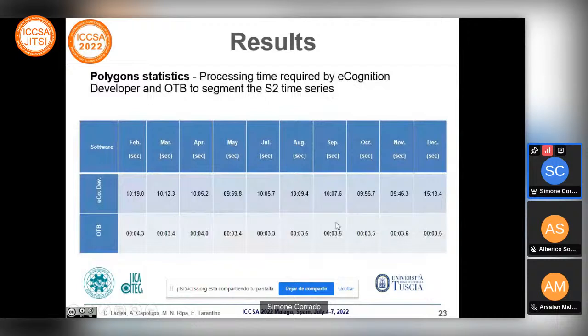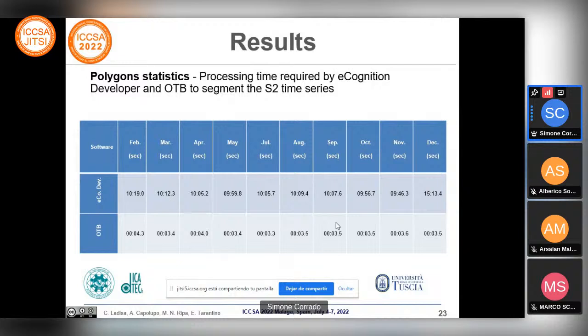So this table describes the processing time needed in eCognition Developer and OTB. eCognition Developer time involves the work time required to carry out the complete segmentation procedure, including the variation of the parameters. Conversely, OTB time refers just to a single segmentation since the default values are used.